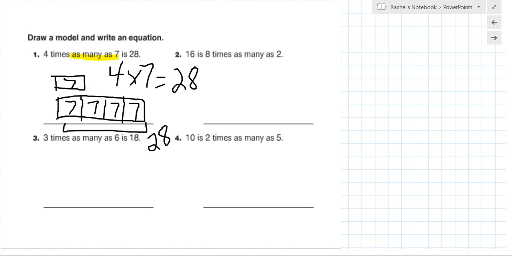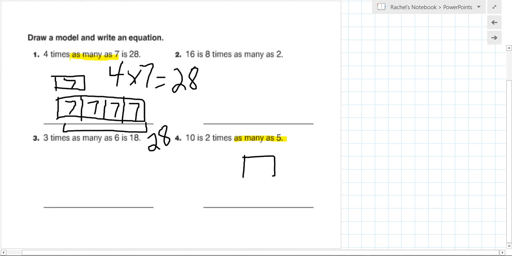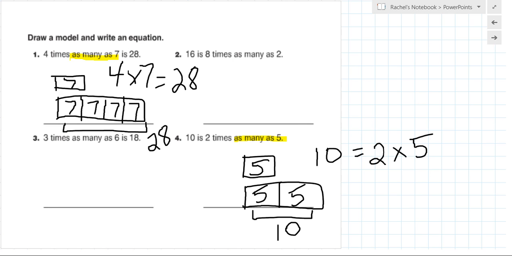I'll do one more for number 4. 10 is 2 times as many as 5. As many as 5 tells us that we're going to start with 5 as the known. 2 times as many, we repeat 5 and 5. This amount here is 10. So we can write 10 equals 2 times 5. There's 2 groups or 2 rectangles with the number 5.